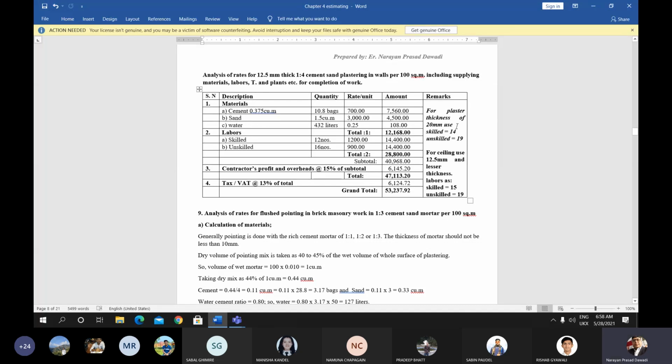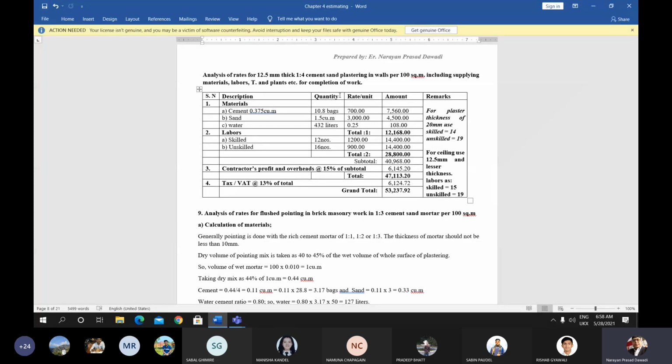But if you have to plaster the surface on the ceiling, it is very difficult to make the plaster mortar stick on the ceiling, because the mortar has to stick on the ceiling against gravity. So more labor is required for the plaster surface.